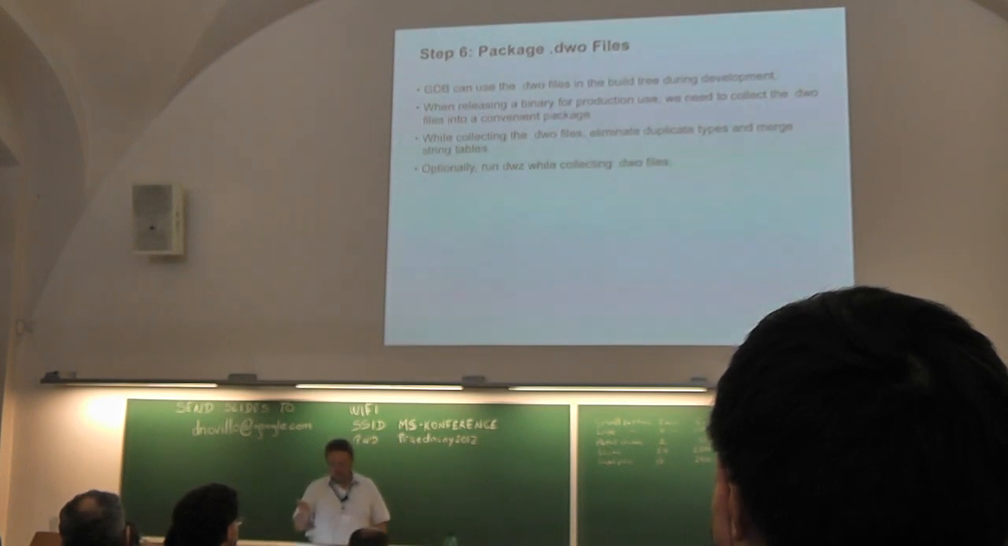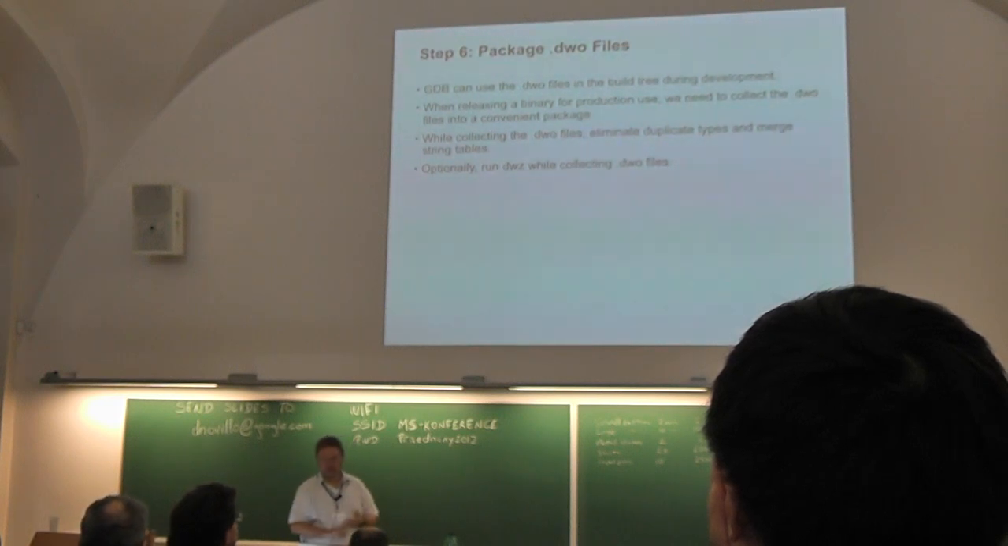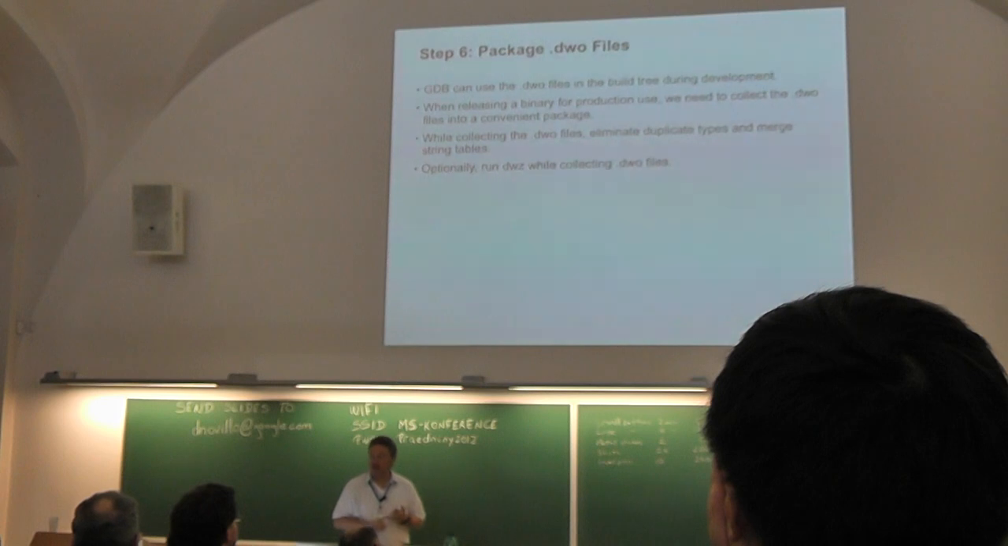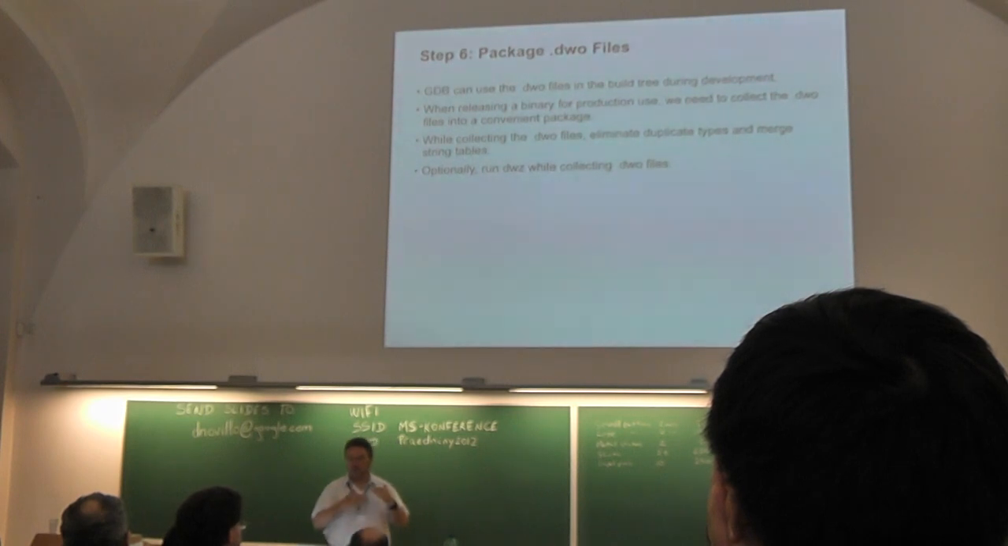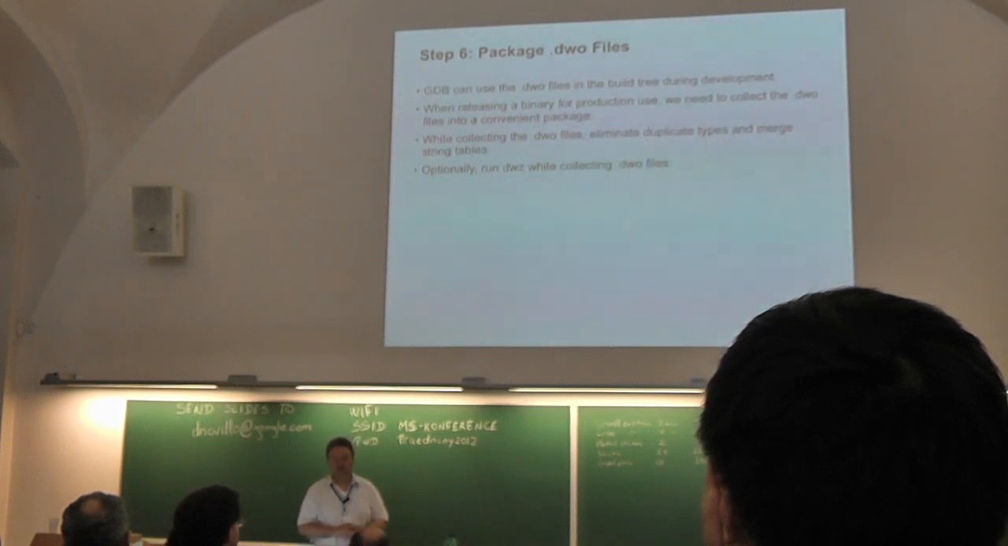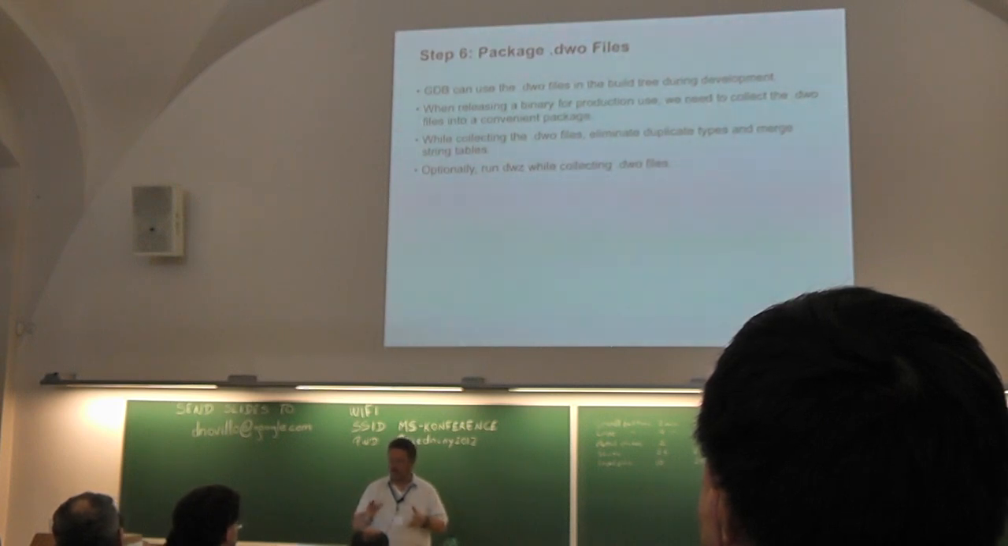And along the way, it's going to eliminate duplicate types, the same way that we eliminate duplicate types today before Fission. And it can do the merge of string tables. So there's a lot of string table savings in an executable because we can merge all the duplicate strings. In C++ apps, there are a lot of them. So those are two things that we really want to do, and then we'll get the program, called the DWP file, down to a manageable size.